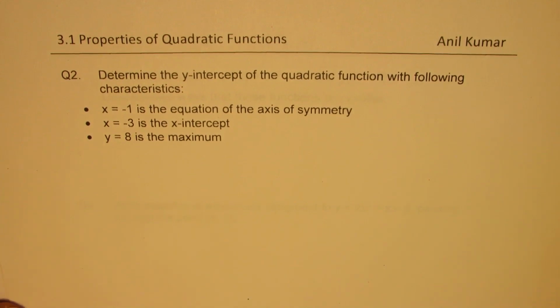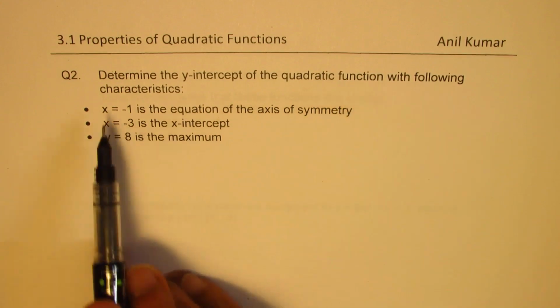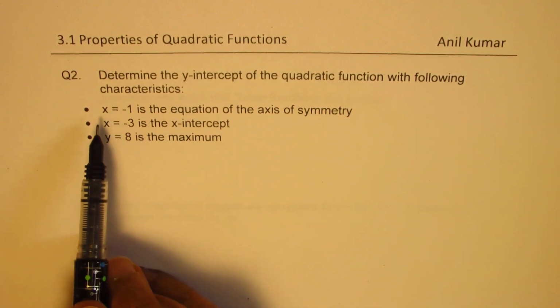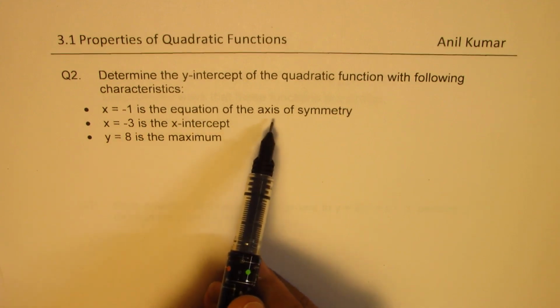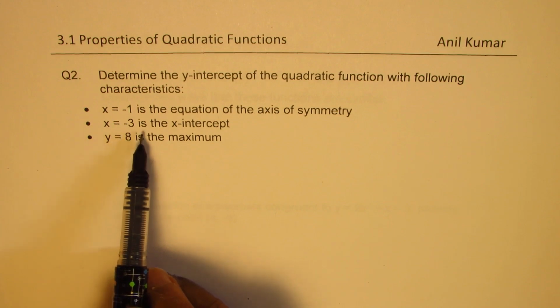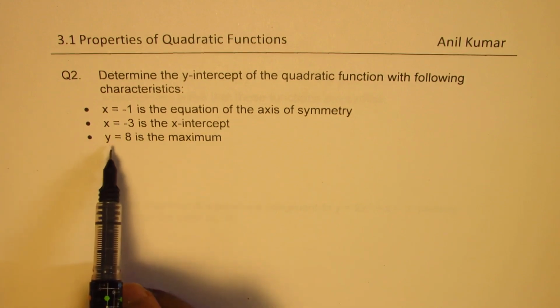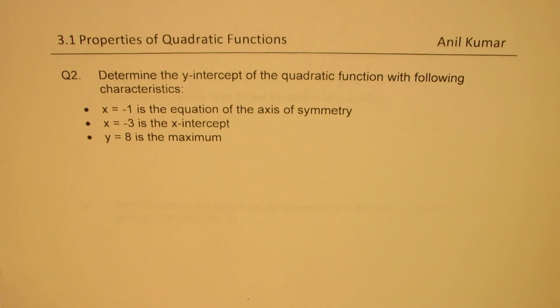Question number 2 here is, determine the y-intercept of the quadratic function with the following characteristics. We are given x equals minus 1 is the axis of symmetry, x equals minus 3 is the x-intercept, and y equals 8 is the maximum value. You need to find the y-intercept of this particular function.